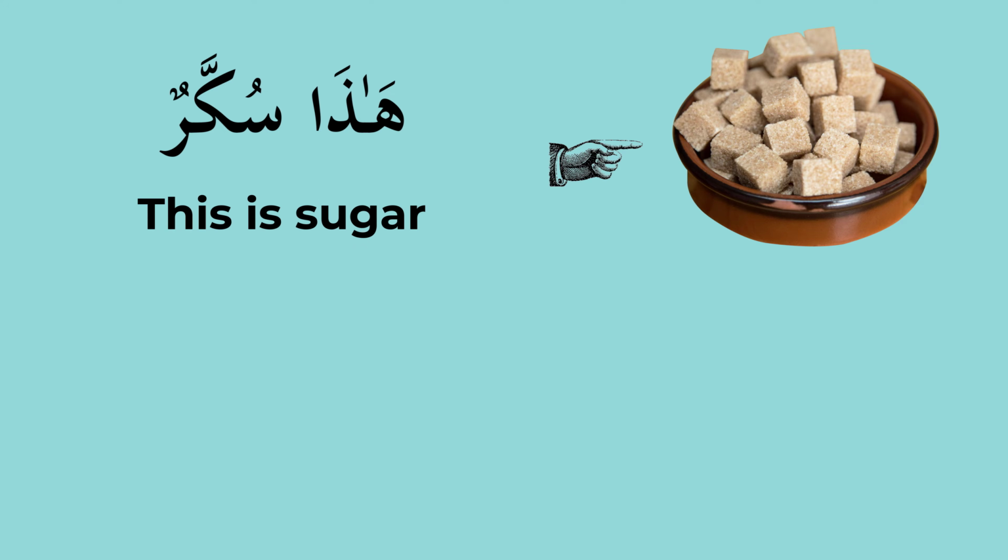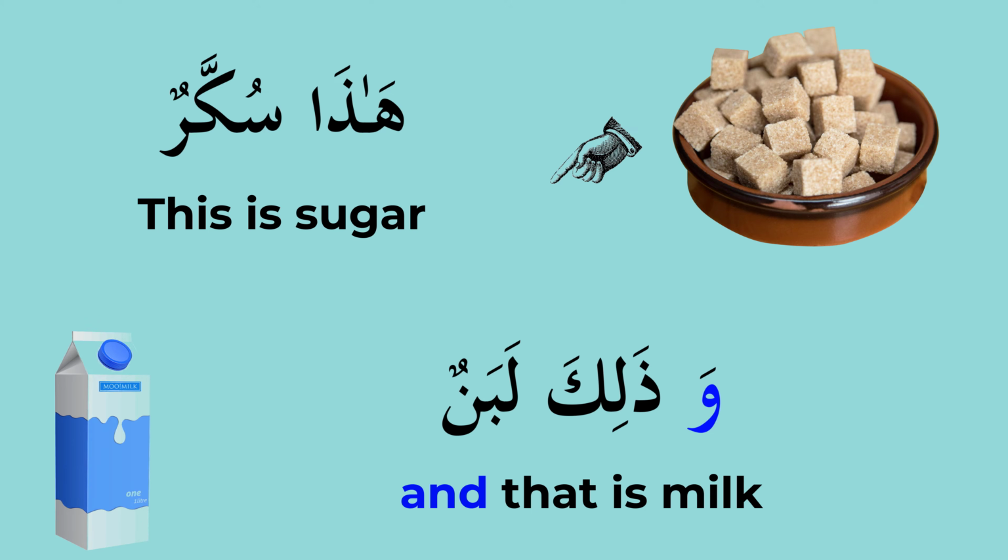Hadha sukkarun. Look at the shadda on kaf. Hadha sukkarun. Wadhalika labanun. This is sugar and that is milk. Now, brother, sukkarun, this is an Arabic word. In English we say sugar, but it has been derived from Arabic. Sugar is derived from sukkarun. Are you with me, brothers?